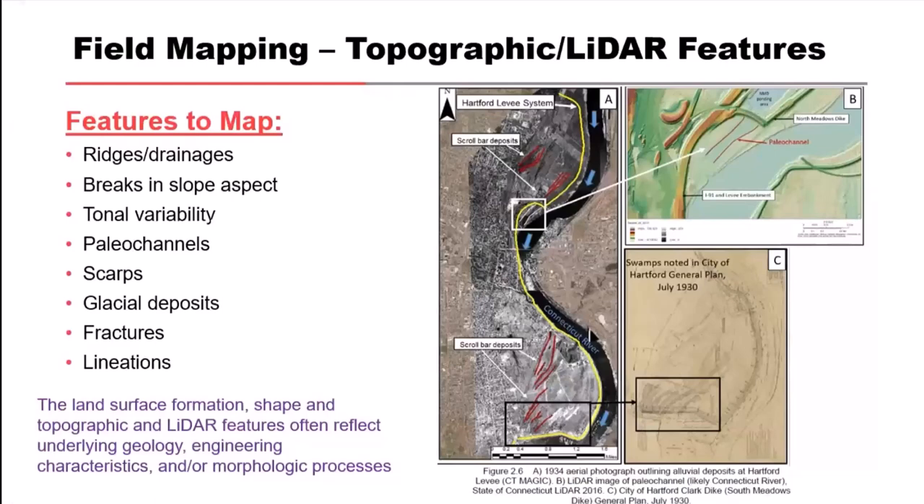Paleo channels, like we were talking about yesterday, glacial deposits and features, fractures, lineations. This was important when we started looking at things like eskers and moraines. If we map the moraine crests, we could see the retreat. We could see the retreating glacial lobe, and then from those we could see inset eskers under another moraine advance, right? So we could start to pull those things together if we map the crests.